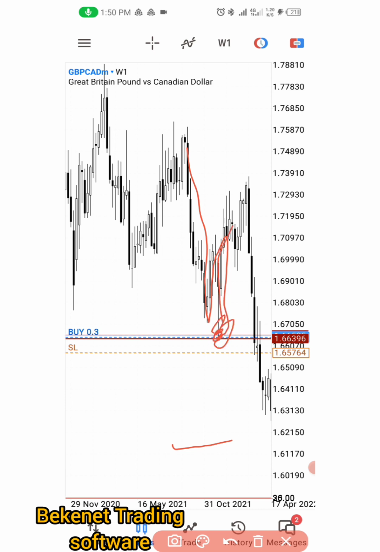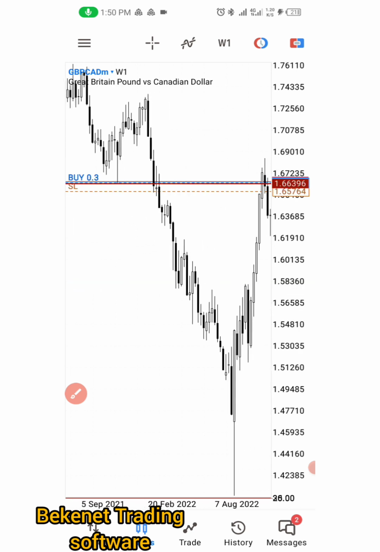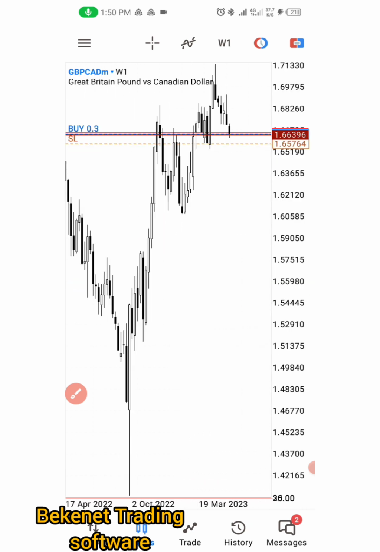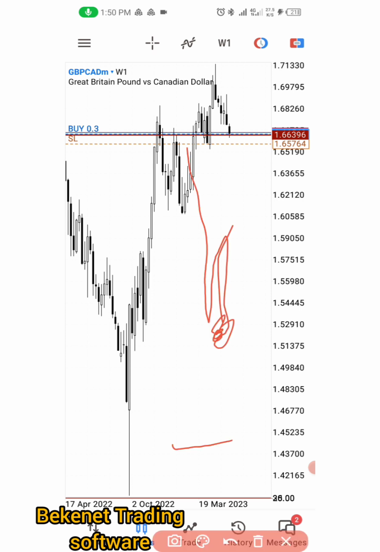You understand? Fast forward to the current time that we are. Look at it. It's repeating the same thing again. It's touching that same line again. And my belief is that this market is going to shoot up to the other side. That is why I took it.